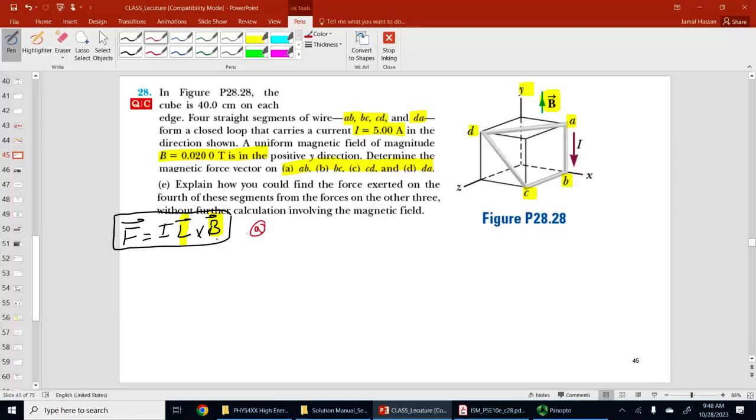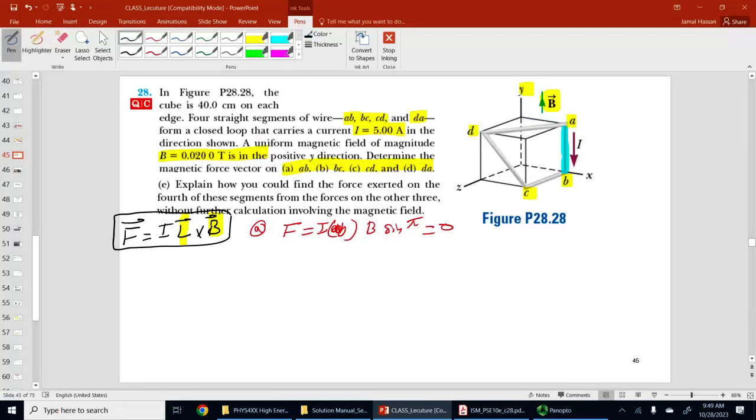For part A, if you apply this equation, it's going to be F equals I, L means AB, times B. The angle between current and magnetic field is pi, so sine pi, and this is simply equal to 0. So no force will be applied on this piece, because the current is just opposite to the magnetic field, so no effect.